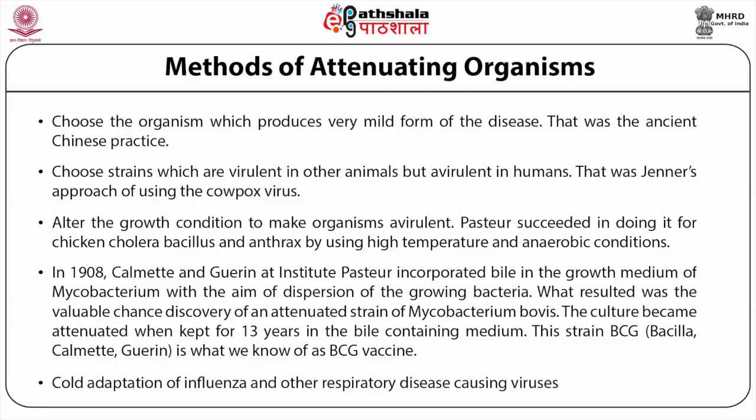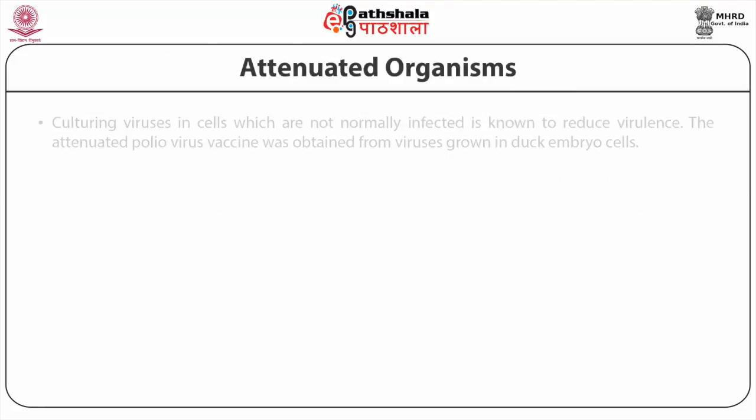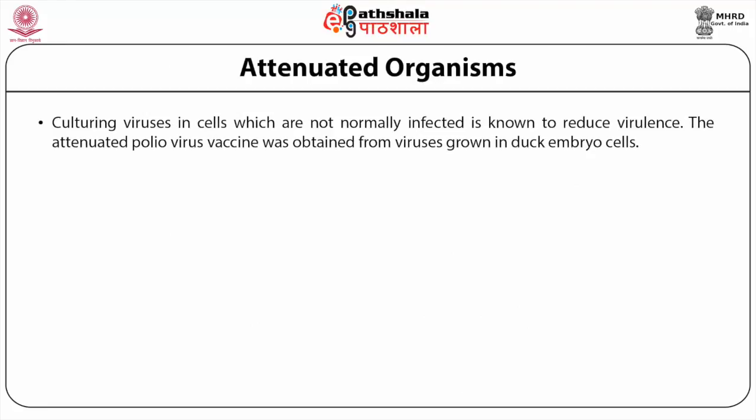The temperature sensitive mutant of the herpes virus given intranasally replicates at the lower temperature of the nasal mucosa but cannot spread to the rest of the body to cause disease, as the temperature elsewhere is higher. Culturing viruses in cells which are not normally infected is known to reduce virulence.